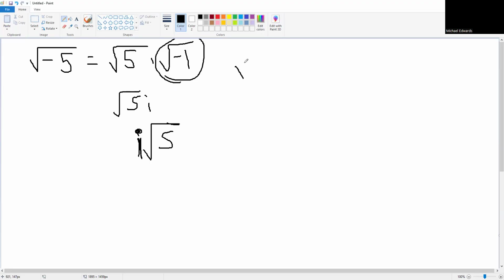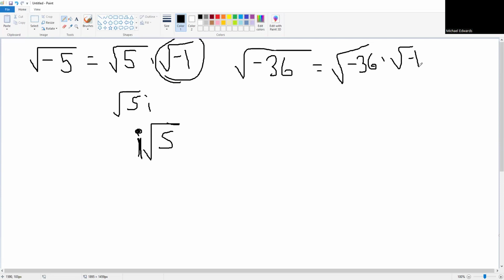Another example is square root of -36. Same thing there, just 36 times the square root of -1. Oh, this would be a positive now. And so since 36 is something that we can unsquare, we can just write 6i because the square root of 36 is 6 and the square root of -1 is i.